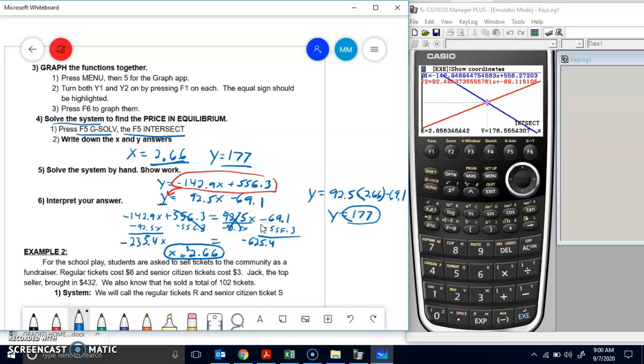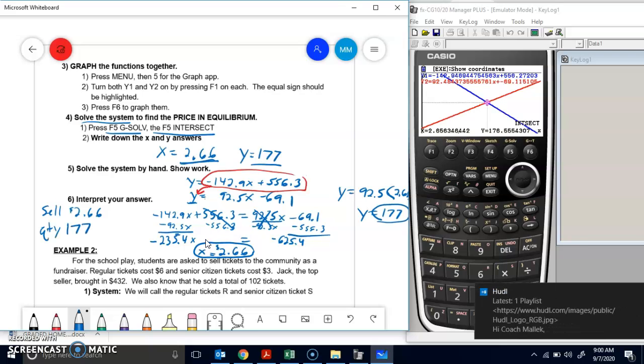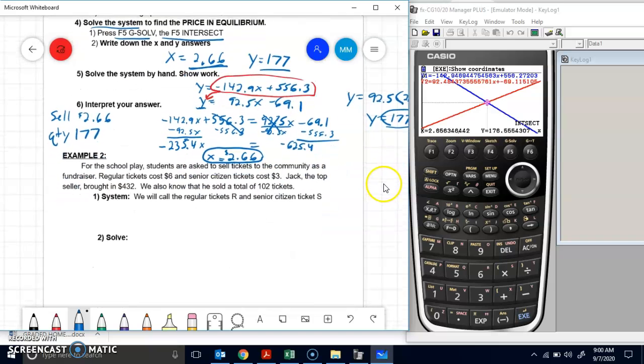Now I need to interpret my answer. So what does my answer mean? That means again, x is the price. So that means I'm going to sell these for $2.66, the cereal, and I'm going to have a quantity, how much of the cereal. I should have 177 of this breakfast cereal, 177 units, and sell them for $2.66, and I will maximize my revenue and maximize my profits.